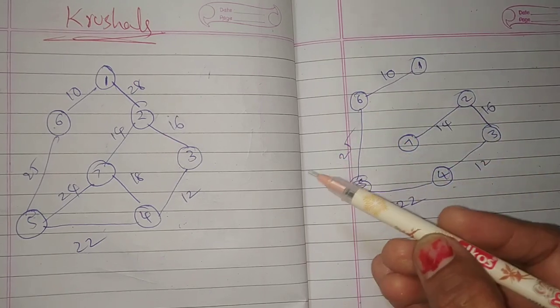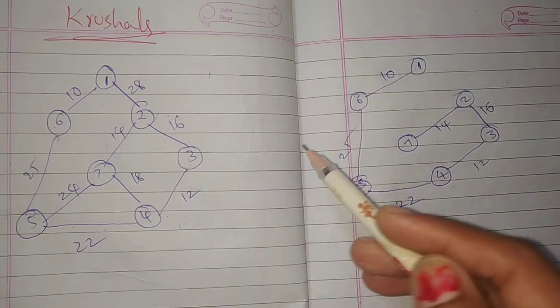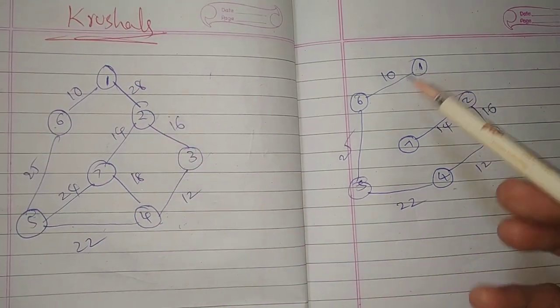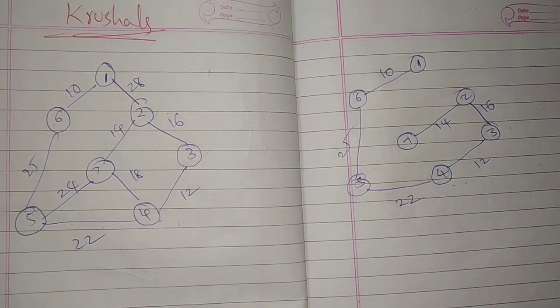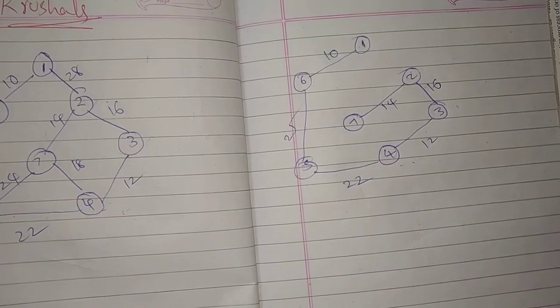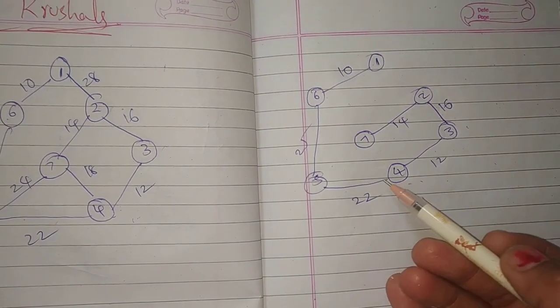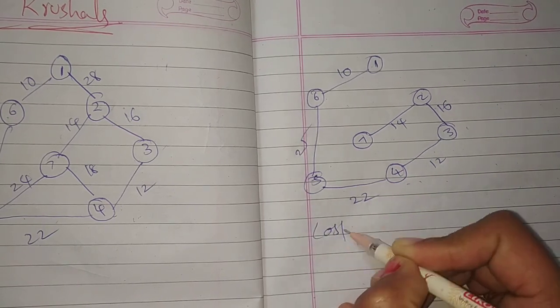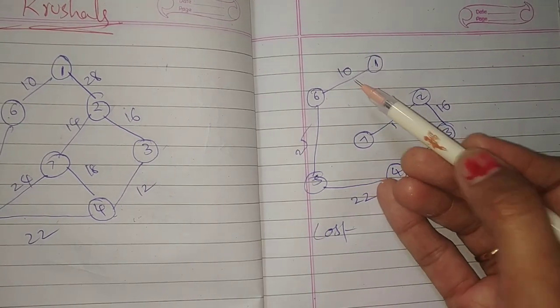And adjacent. You just count the vertices. 1, 2, 3, 4, 5, 6, 7, right? 1, 2, 3, 4, 5, 6, 7. So it is a spanning tree. Okay, so the number of vertices is the same. Now the cost of this spanning tree, count it.